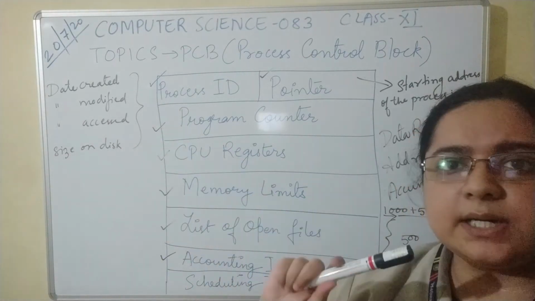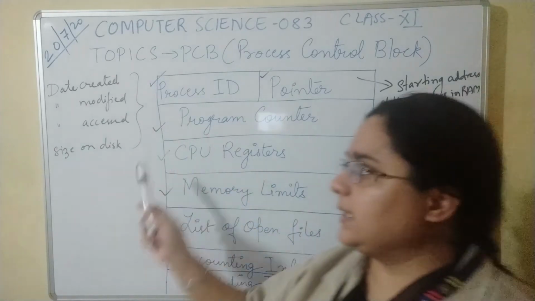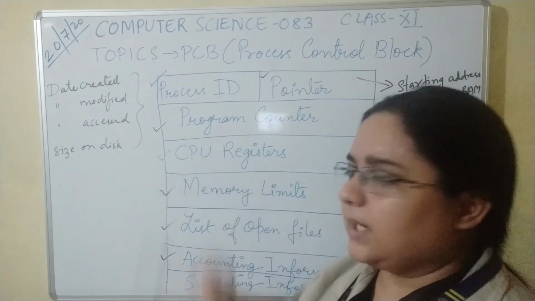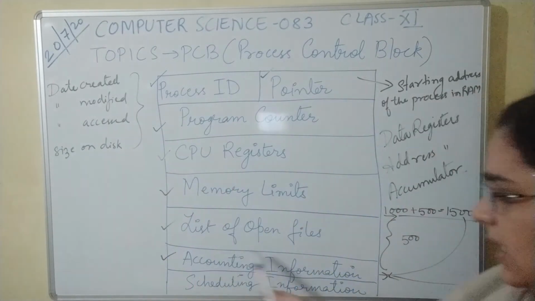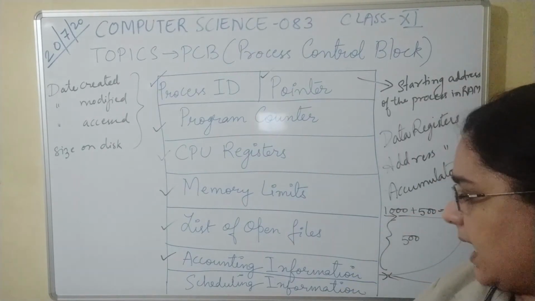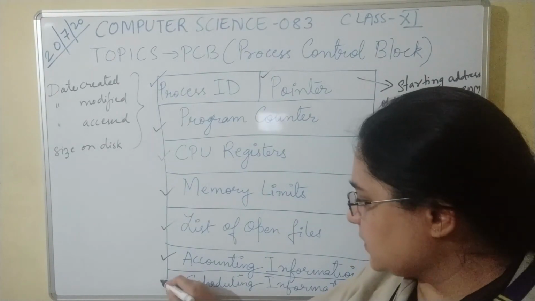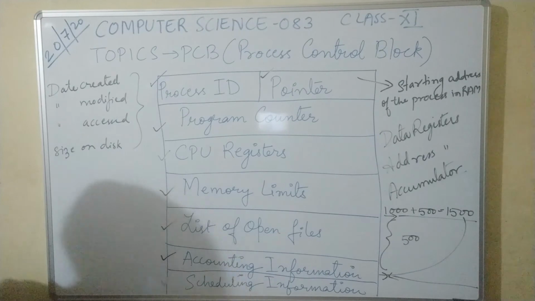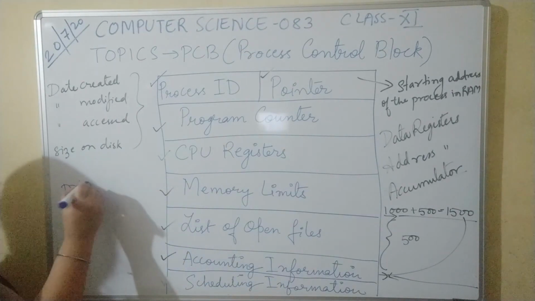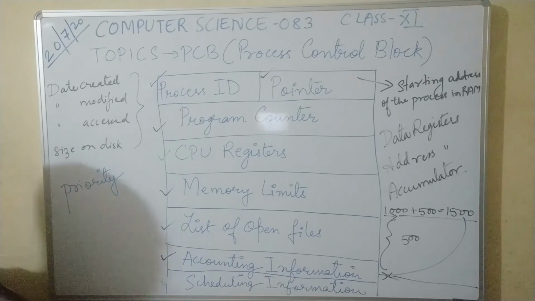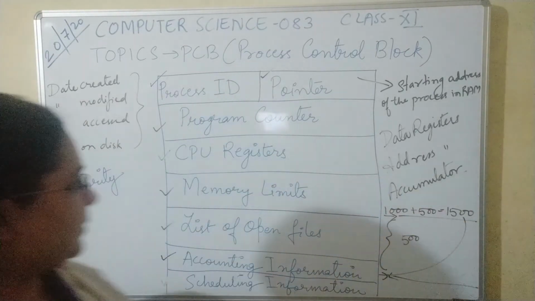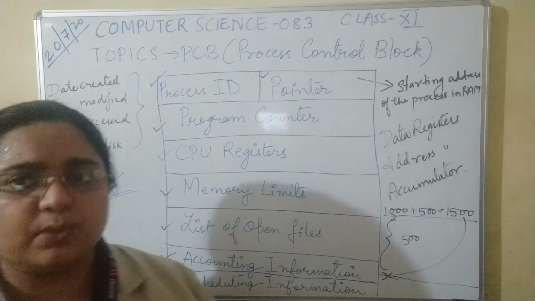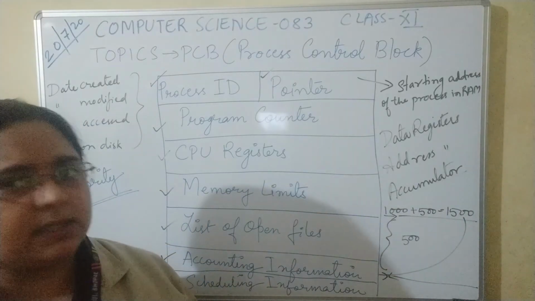A program will also contain all these things, because at the end of the day a program is also stored in a file. So it will also contain all these different things. So that comes under accounting information. Last is scheduling information. That is, depending upon the scheduling information only, it will be decided whether this program should be executed first or not. That is, the priority of a program is decided when CPU scheduling is being done, which is going to be our next topic.